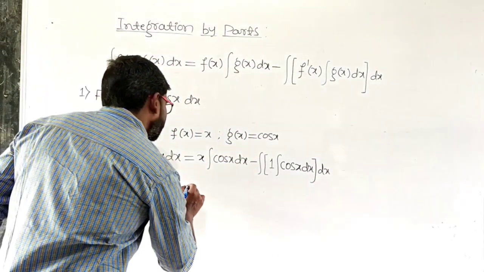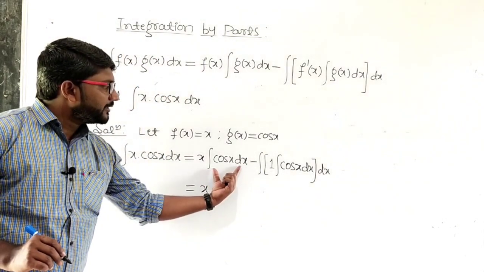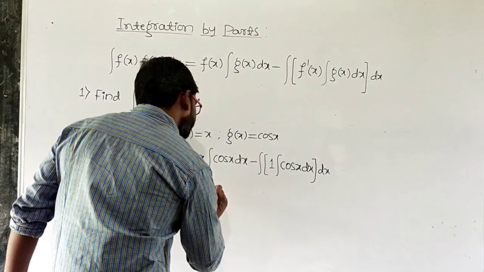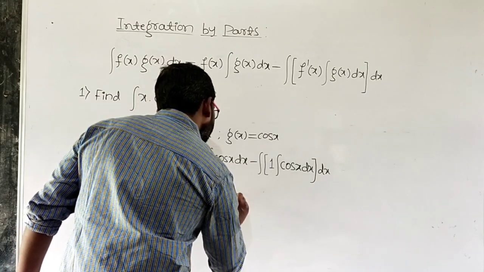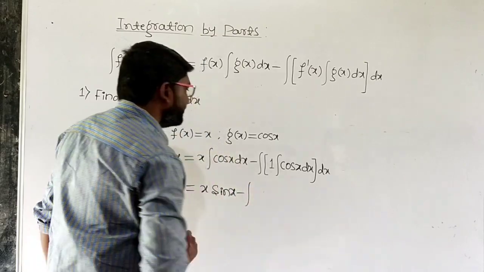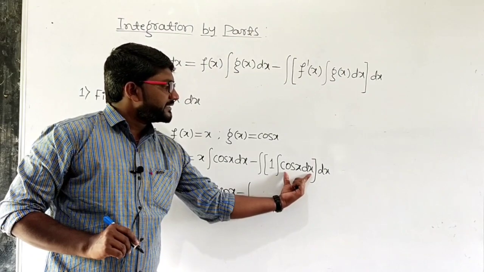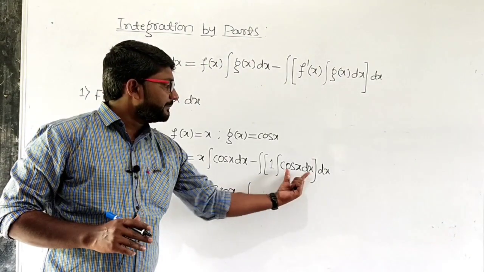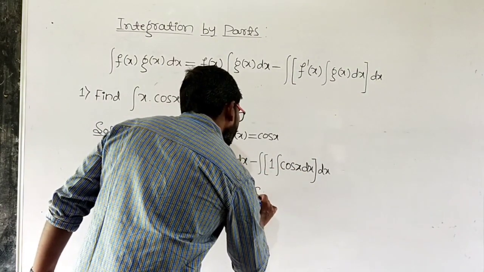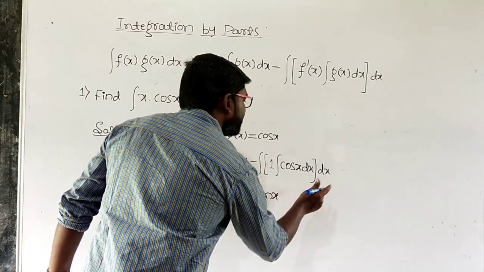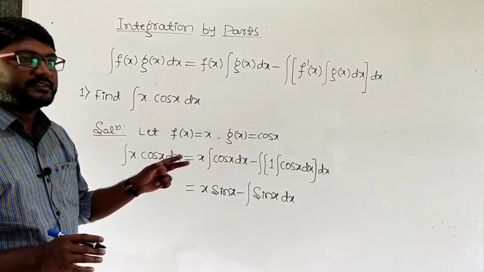So let us go ahead with this now. x I write as it is. What is the integration of cos x? It is sin x, then minus integral, this main integral I am writing as it is. Then what is the integration of cos x? It is sin x. That means we get 1 into sin x, that is sin x. This dx I write as it is. I hope you are understanding all these steps.